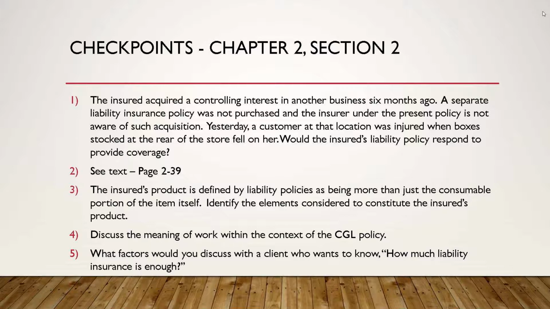C, when more than one named insured appears on the policy, the insurer must deal with all insured separately on any matters affecting the policy. And that is false. When there is more than one named insured, the insurer must deal with the first named insured only. That's the only requirement.